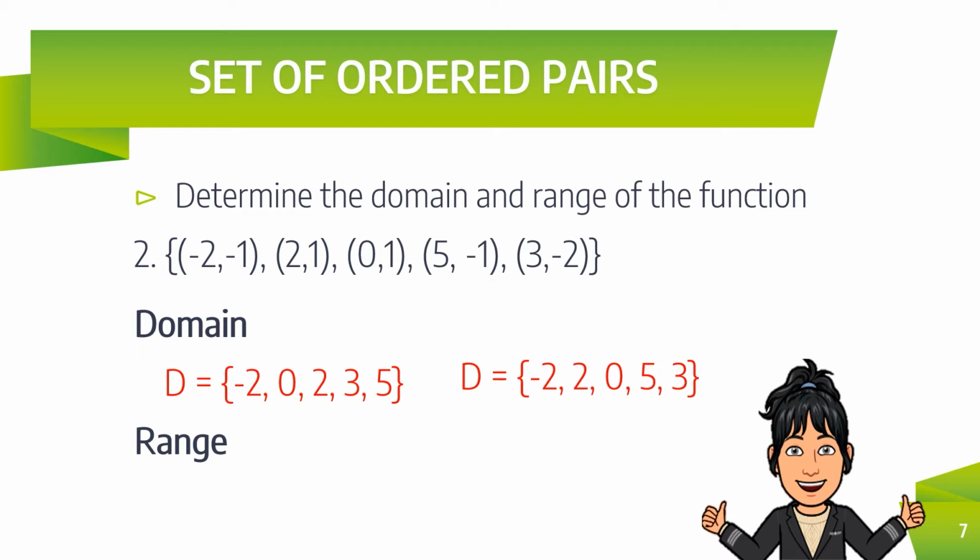And for the range, you have to look for the y values or the ordinate, and that is the set of -2, -1, and 1, or you may write it this way, the set of -1, 1, and -2. Take note. List down the repeating number once.